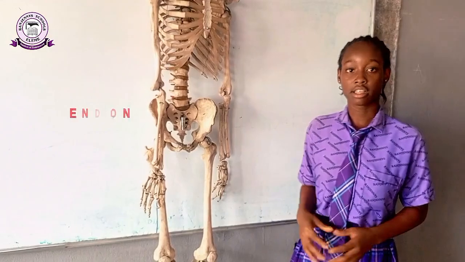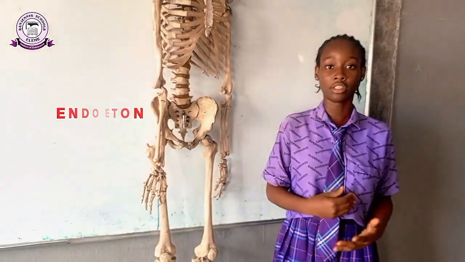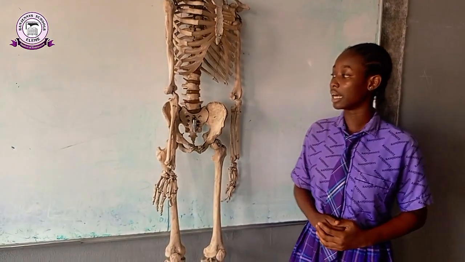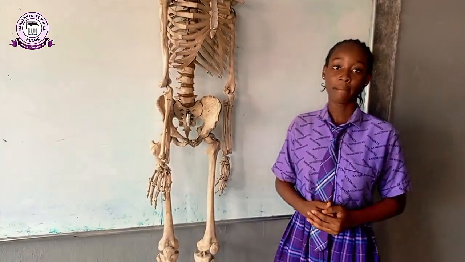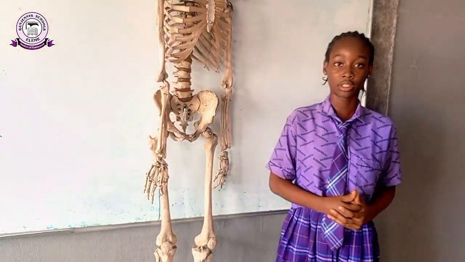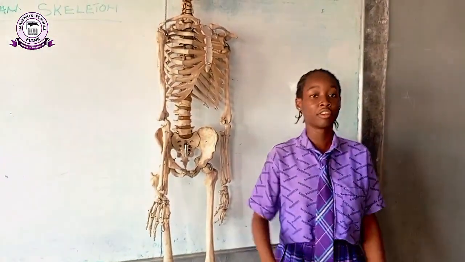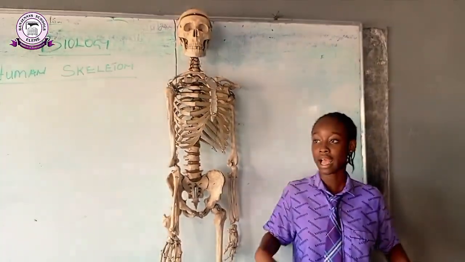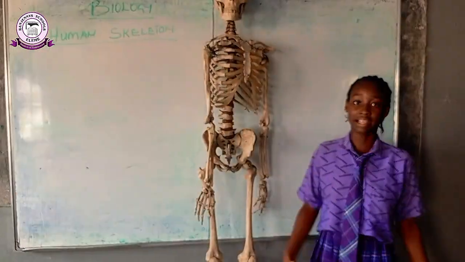The endoskeleton. The endoskeleton is a type of skeleton found inside the body of the organism. Examples of organisms with this type of skeleton are fishes, birds, mammals, and so on and so forth. The endoskeleton is divided into two. The axial skeleton, which consists of the skull, the vertebral column, the ribs, and the sternum. The appendicular skeleton, which consists of the limbs and the girdles.